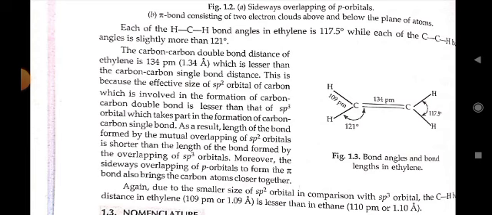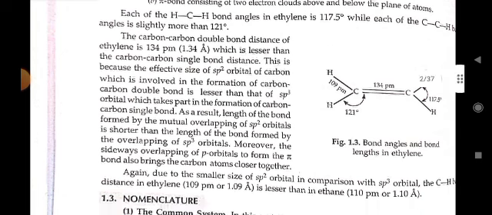The carbon-carbon double bond distance of ethylene is 134 picometers, which is lesser than the carbon-carbon single bond distance. This is because the effective size of the sp2 orbital of carbon which is involved in the formation of the carbon-carbon double bond is lesser than that of the sp3 orbital which takes part in the formation of the carbon-carbon single bond. As a result, the length of the bond formed by the mutual overlapping of sp2 orbitals is shorter than the length of the bond formed by the overlapping of sp3 orbitals. Moreover, the sideways overlapping of p orbitals to form the pi bond also brings the carbon atoms closer together.